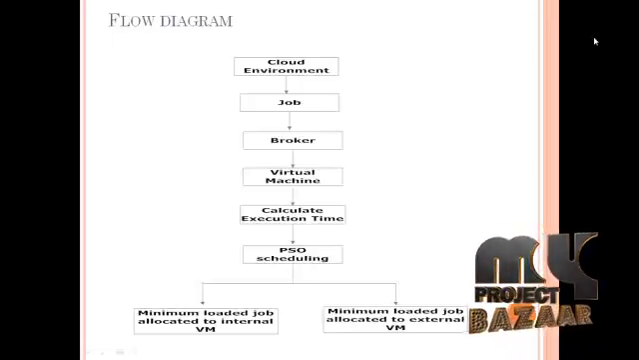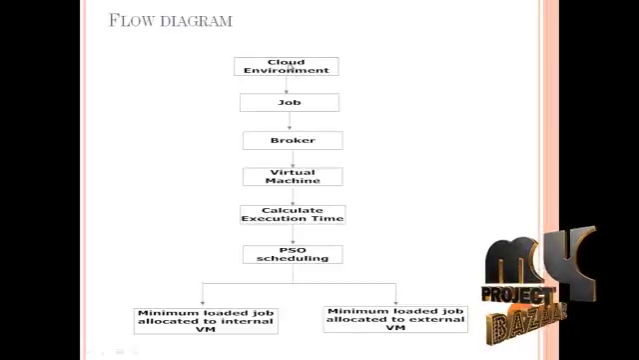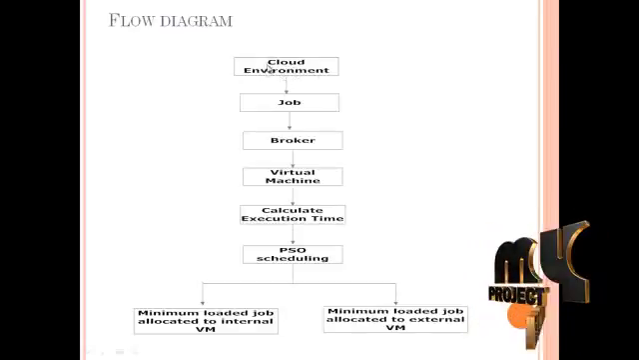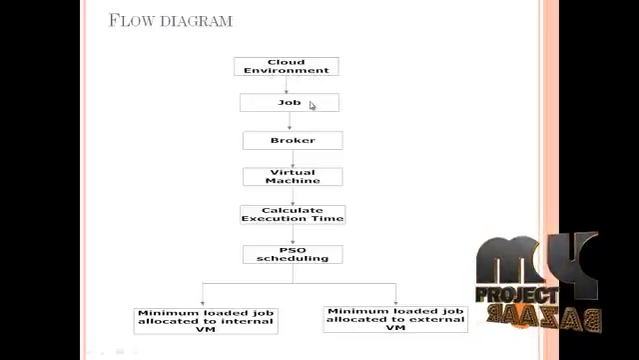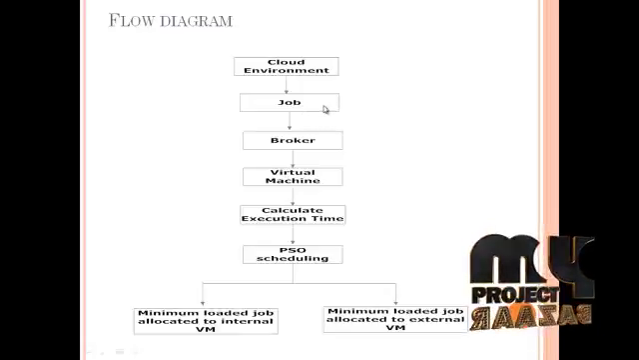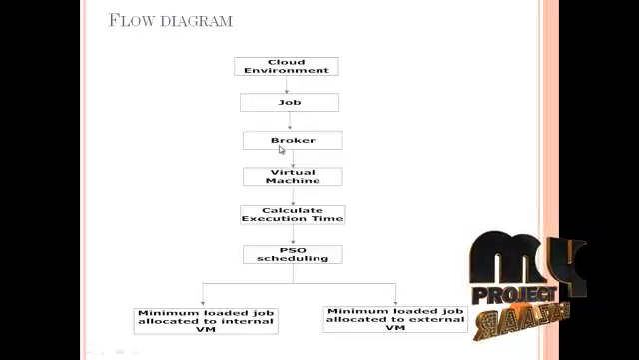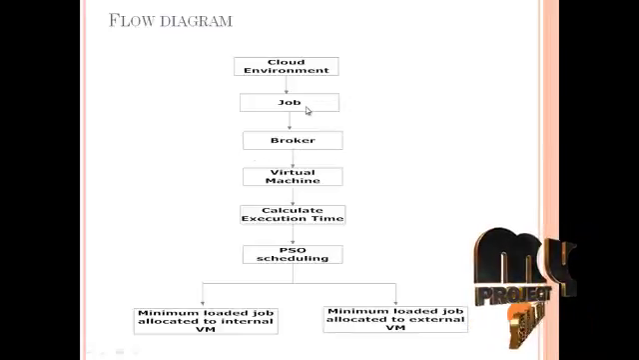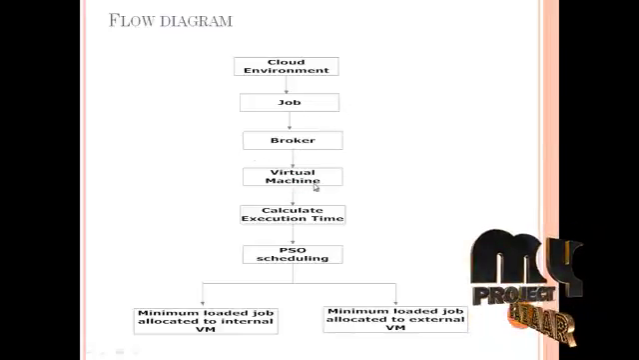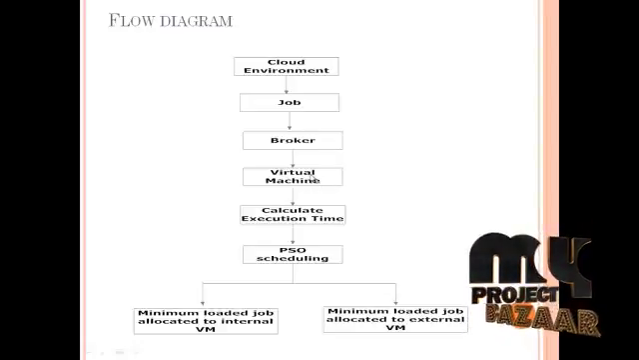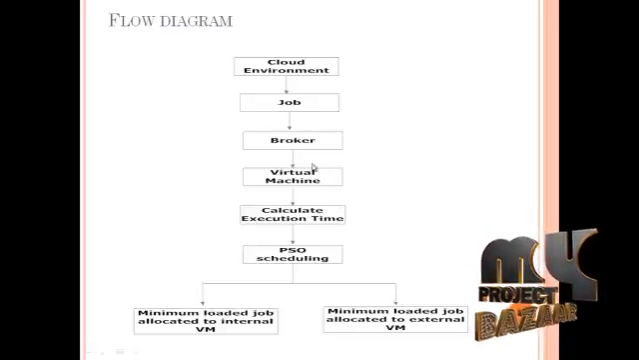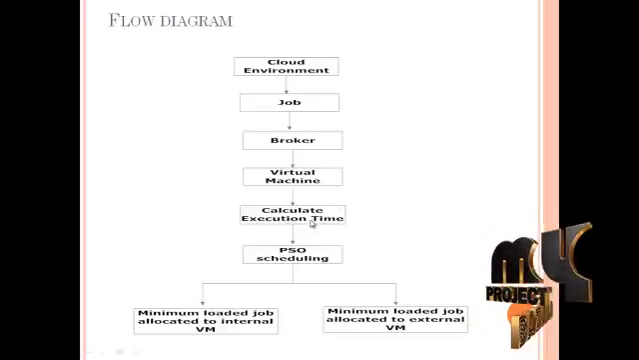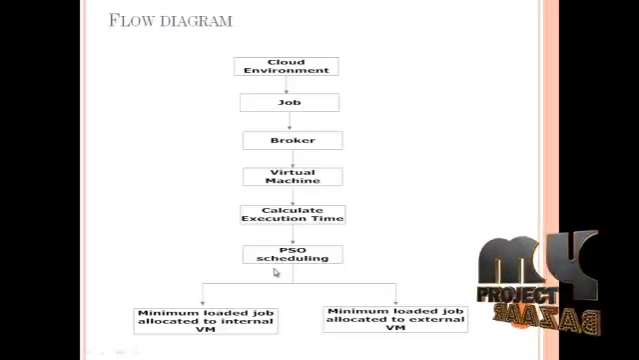Now we will see the flow diagram of our process. First we have to create a cloud environment using the cloud sync concept, and first we have to create the job and the number of cloudlets we have to assign to the resources, and then we create the broker. The broker is the intermediator for the job that can be performed on virtual machine. So we have to create the virtual machines, and also the data center and job creations, and calculate the execution time for executing the job in a broker on virtual machine, and also perform the scheduling.